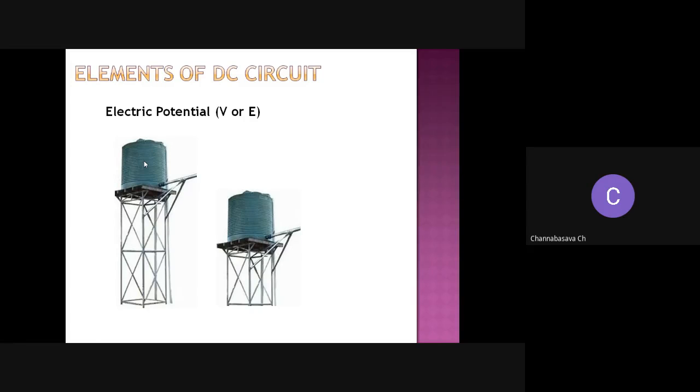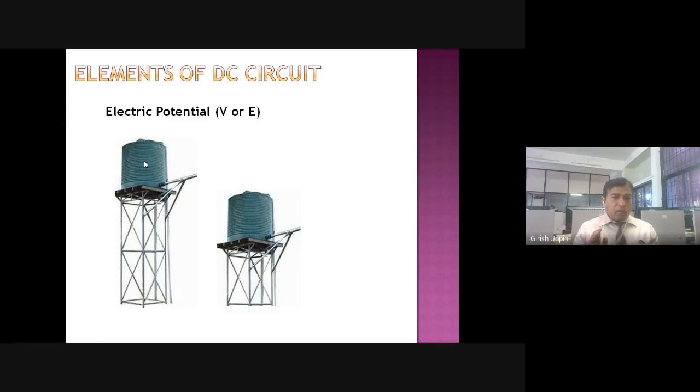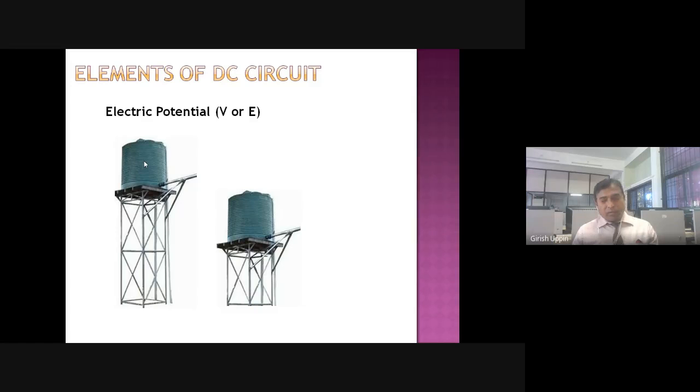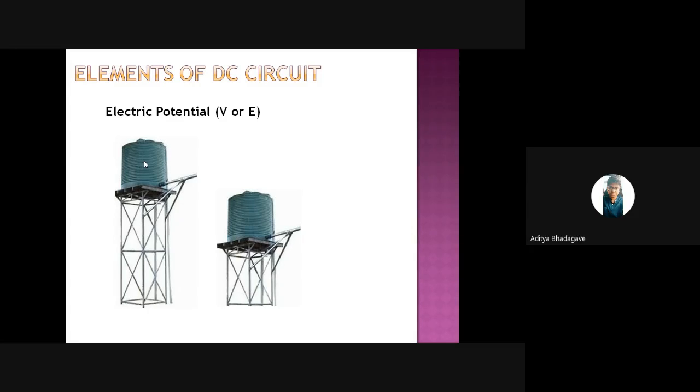Because of the increase in height, that is one thing. What is the other factor? Gravity. Gravity, yes. Mass? No, not mass.